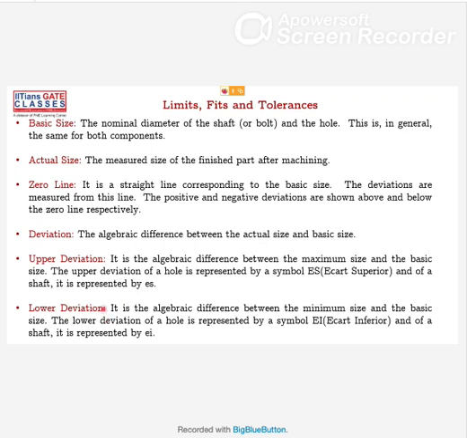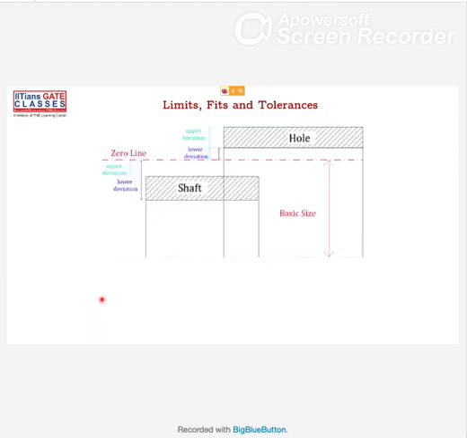Please try to understand all these terminologies. If you want to take a screenshot, keep the screenshot ready for the problems that are coming up, because you have to do lots and lots of practice to make sure that you are ready with these concepts. Here it is very clear about your upper and lower deviations.